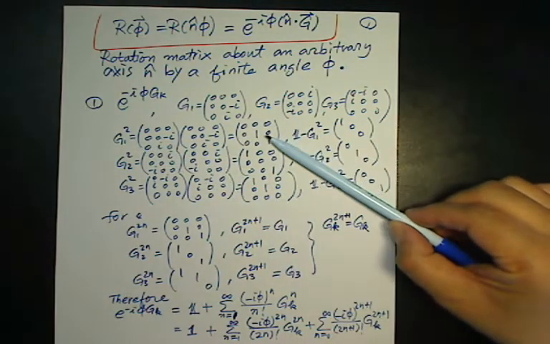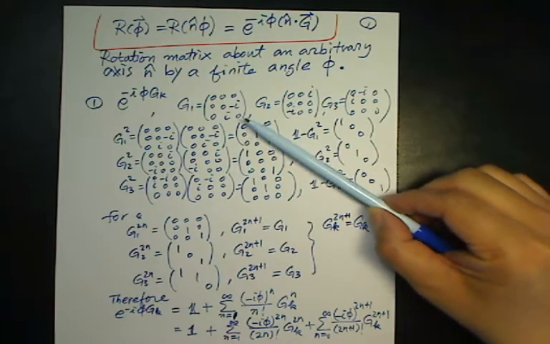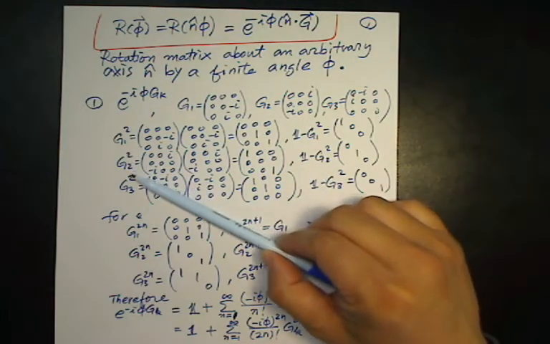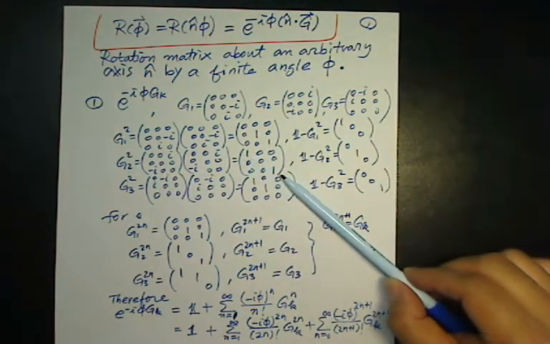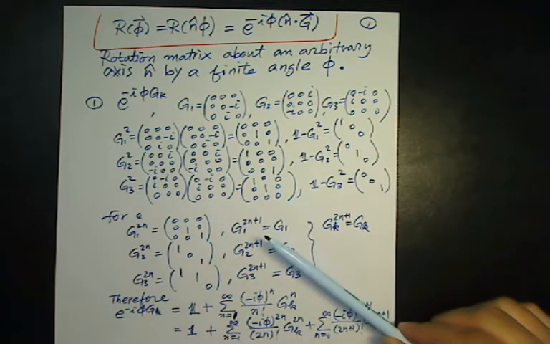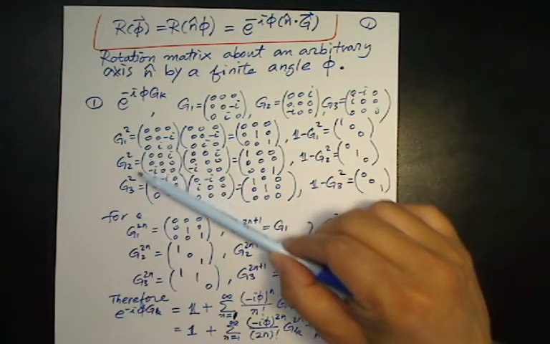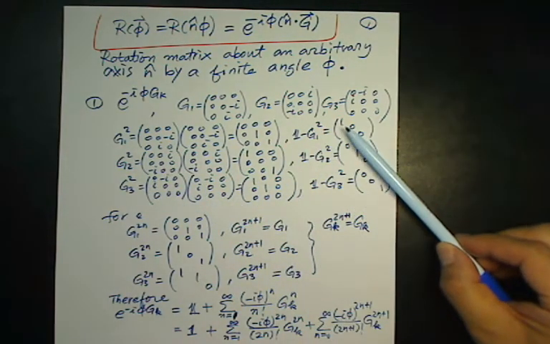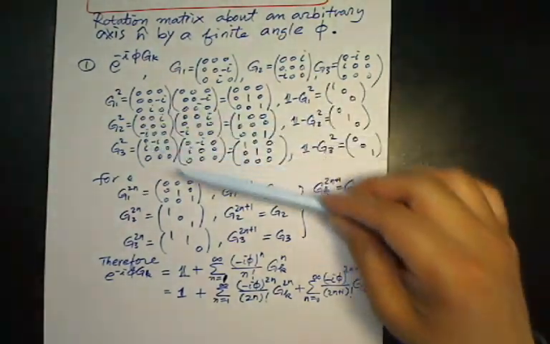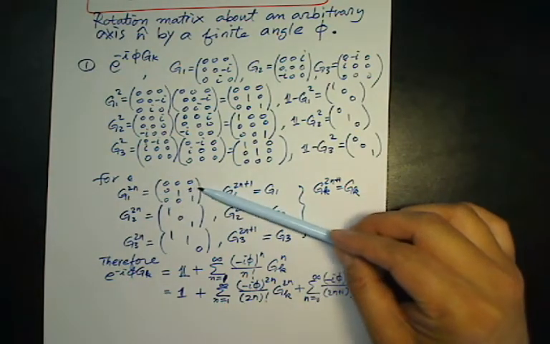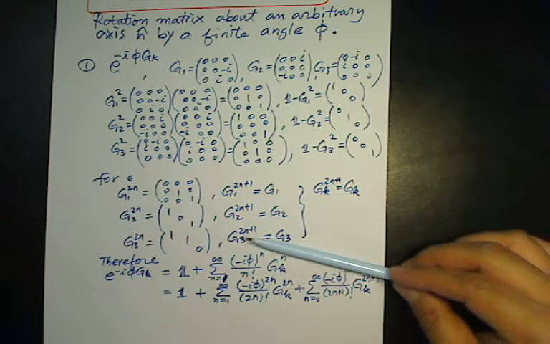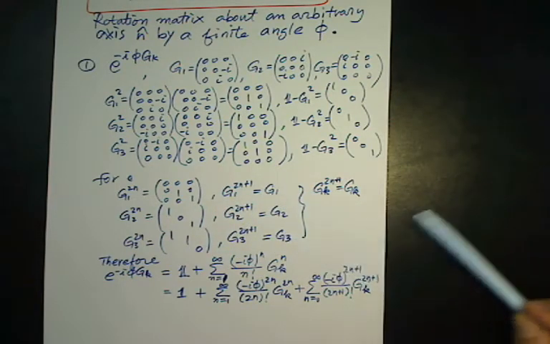For example, we have rotation about the x-axis. We have only two contributions. For the y-axis, this one is empty. For the z-axis, this one is empty. The identity subtracted by this G squared gives us a single element. Alright. If we increase the power, even powers are all equal to this form, and odd powers are all equal to the single power.